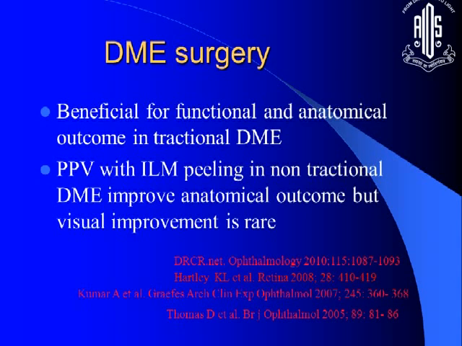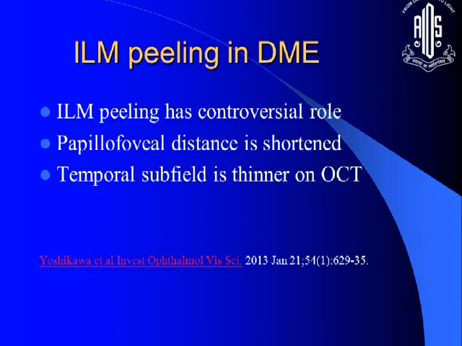As far as the ILM is concerned, I think there's a publication from Dr. Atul also here, and we are not really sure at this time if the ILM peeling in non-tractional DME really improves the outcome. It does improve the anatomical outcome, but functionally it has been debatable, and most of the time it doesn't. And there has been a debate about also whether ILM peeling leads to a shortened papillofoveal distance, the retina gets thinner, as I showed, and up to 20% ganglion cell loss has been reported by some people.